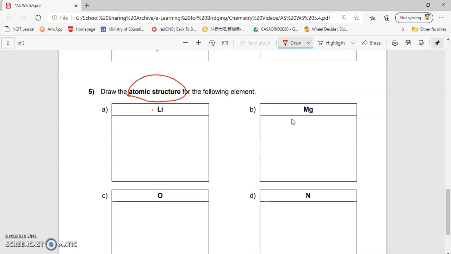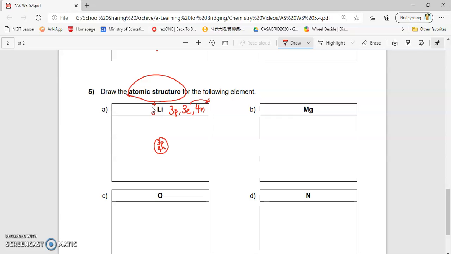So lithium is 3, 7. Actually, it has 3 protons. How many electrons does it have? 3 electrons. 7 minus 3, 4 neutrons. So how do we draw the atomic structure? You draw a circle in the middle. Instead of writing the chemical symbol, this represents the nucleus. 3 protons, 4 neutrons. So that is the nucleus.